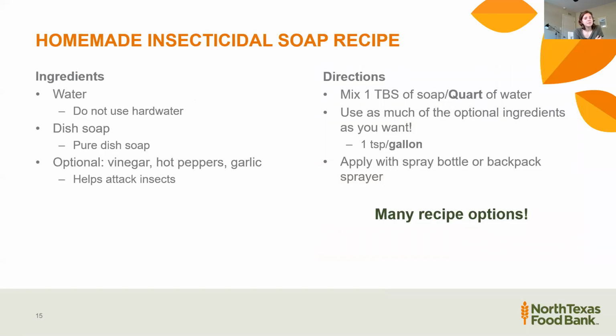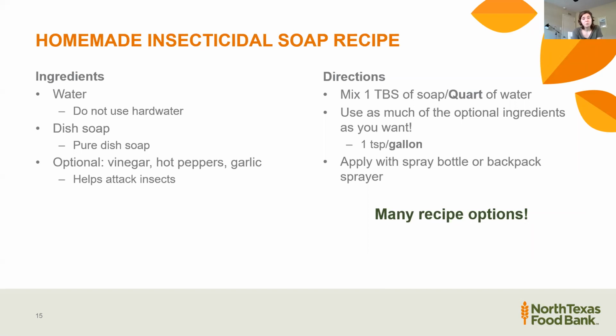All right, so here is an insecticidal soap recipe that you can make at home. There are a couple different varieties out there, so if you don't want to do this one, you can Google one and find another one. It's just water and dish soap. Make sure that whenever you use the dish soap, you want it to have no added fragrances, no degreasers, no hand moisturizers. You want it to be just pure soap. And then if you want to, for a little extra kick to those insects, you can add vinegar or hot peppers or garlic to your insecticidal soap. So really, you don't need a whole lot.